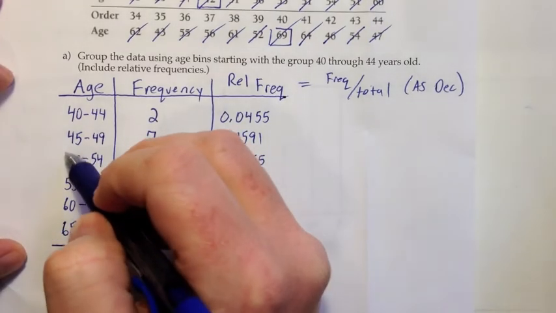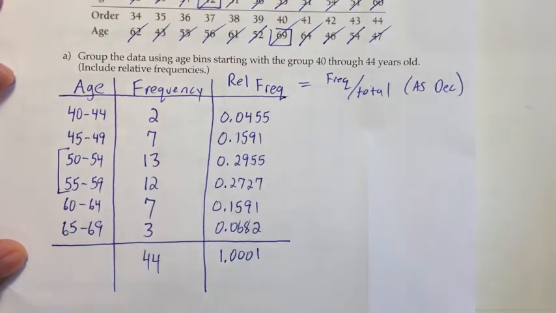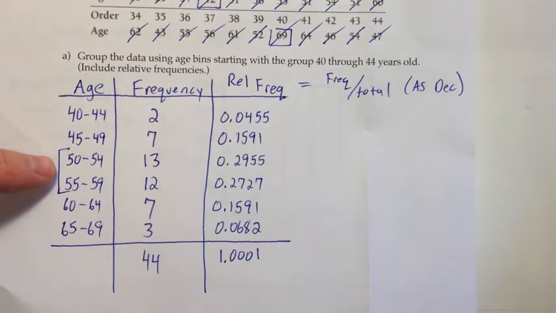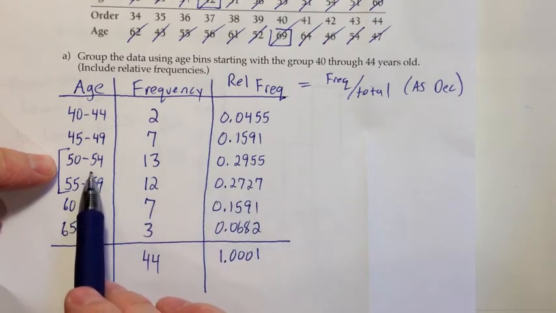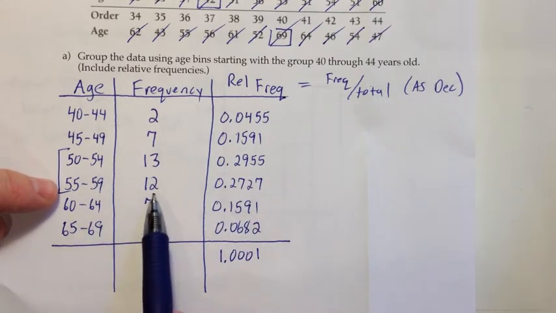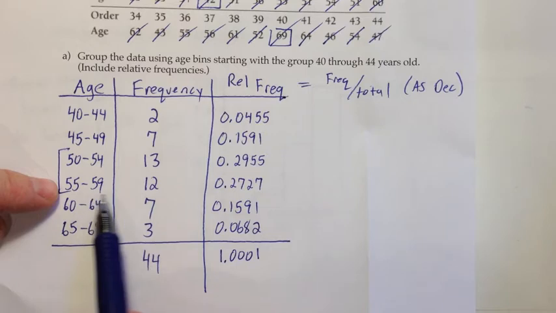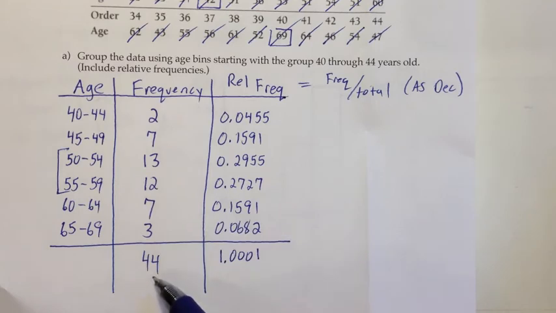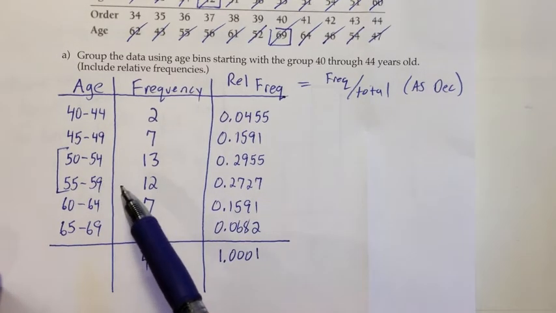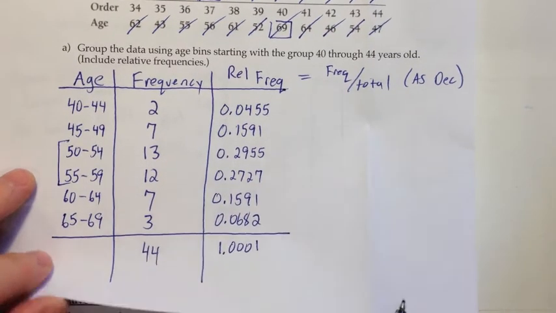But on the other hand, we seem to really love electing 50-year-olds because we've elected 13 times, or almost 30% of the time, someone in their early 50s, and 12 times, or 27%, we've elected someone in their late 50s. And so 25 out of our 44 presidents have been in just their 50s. And that might not have been obvious when you look at the raw data.